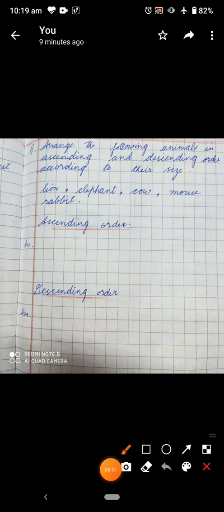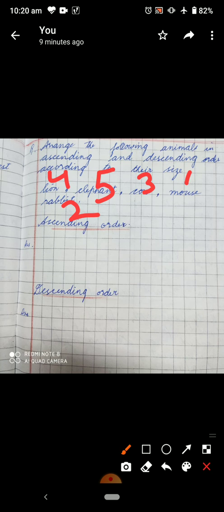So let's see the ascending order. Ascending order means smallest to biggest. You remember we have done ascending order and descending order in numbers. Now similarly we have to do it with animals. So let's see which is the smallest animal. So ascending order will be mouse. Then after mouse will be rabbit 2. Then cow will be 3. Then lion will be 4. Then elephant will be 5.